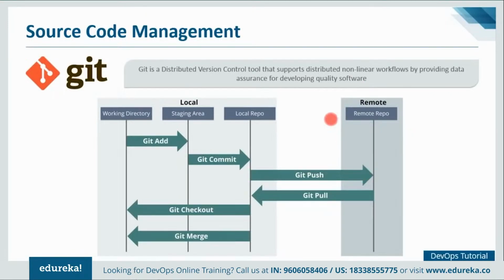After that, you can even perform git pull to add whatever is there in your remote repository to your local repository, and perform git checkout to add everything which was there in your local repository to your working directory as well. All right, so let me just repeat it once more for you guys.